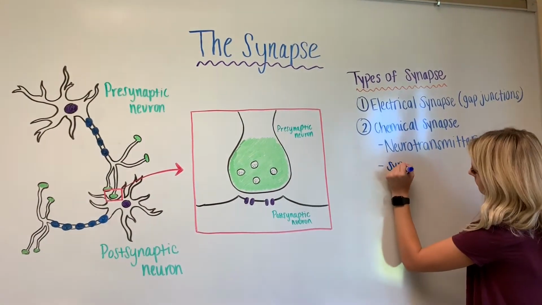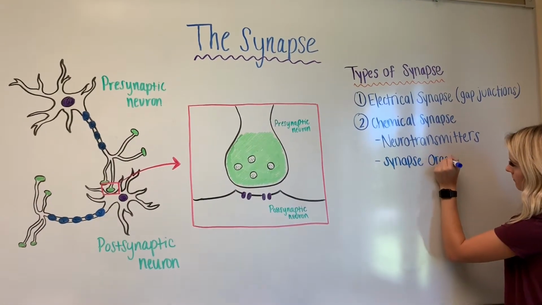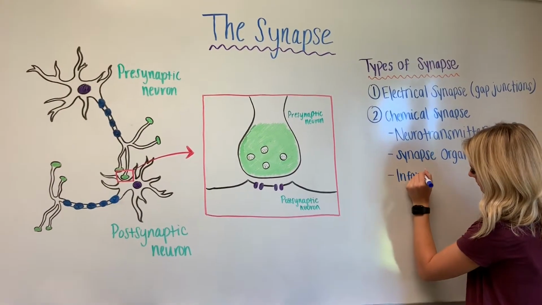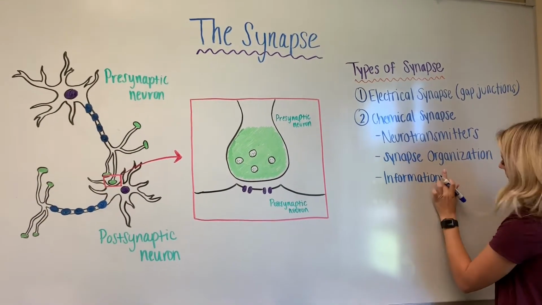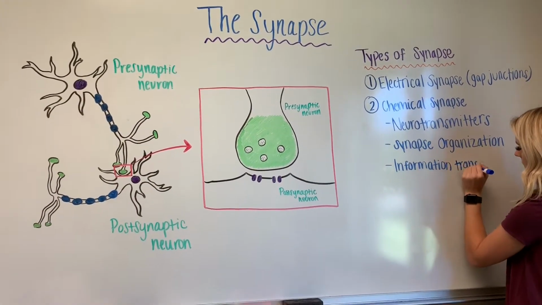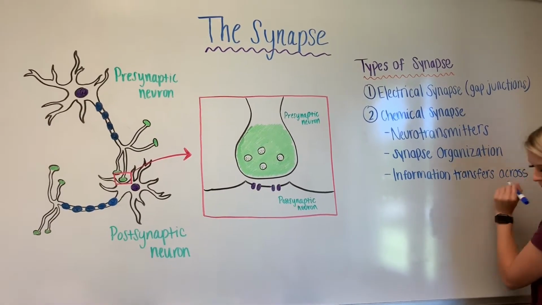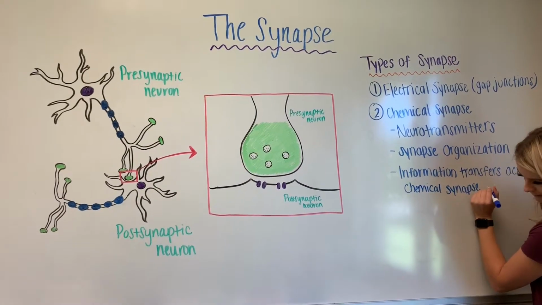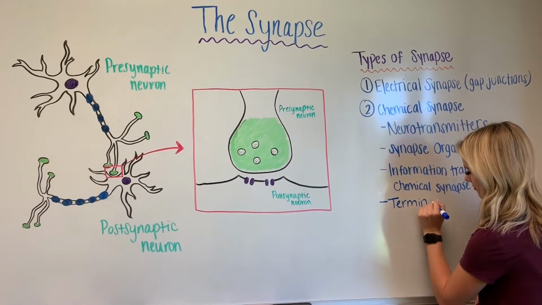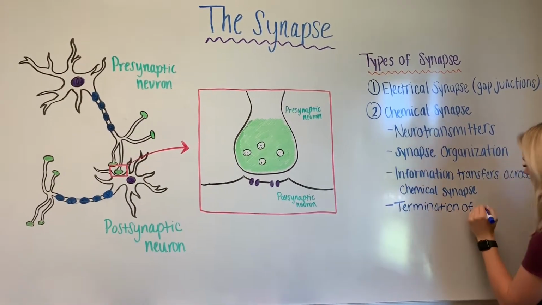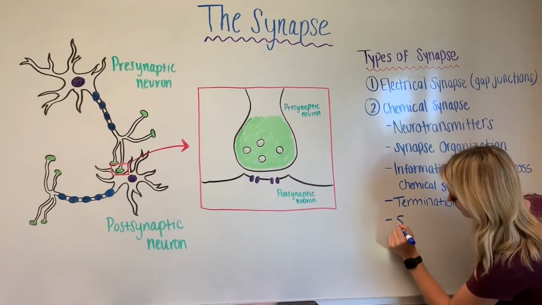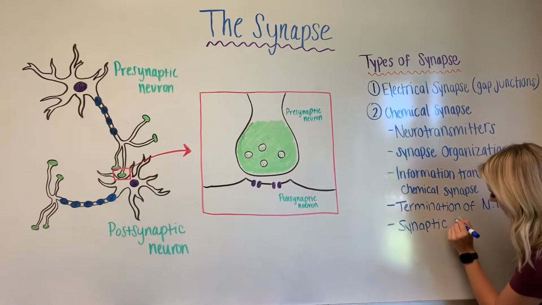Now we have the organization of the synapse, which consists of the axonal terminal of the presynaptic neuron, the synaptic cleft, which is a space filled with mostly water, and receptors of the postsynaptic neuron. Thirdly, we have the information that transfers across the chemical synapse, also known as excitatory. On to the termination of neurotransmitter effects, and finally the synaptic delay, which is the amount of time it takes to cross a synapse.